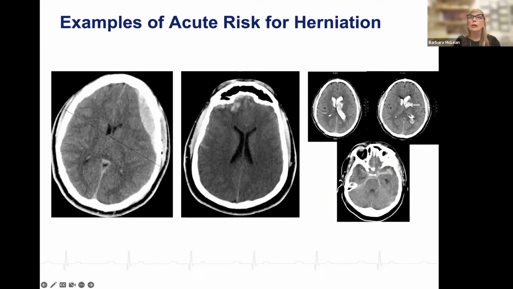So we just take a quick look at a couple of different CTs, and you can see here that you've got a patient with an epidural hematoma, this patient who has a mass lesion, this patient who has acute swelling, and now compression of the fluid-filled chambers, the ventricles. So lots of different reasons that tell us that we have a patient who's at risk for herniation, who has space-occupying lesions, who also has edema formation, and who is shifting the brain from side to side or from above to below.